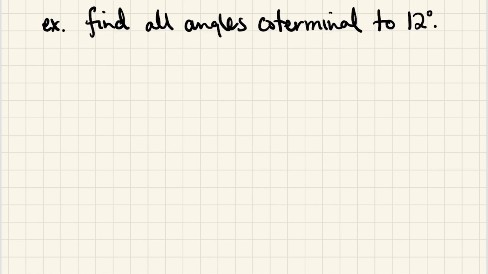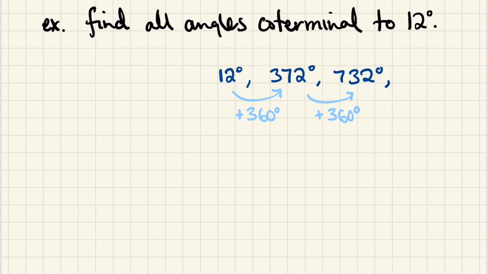All right, so here we just are asked to list all of the angles that are coterminal to 12 degrees. So we could start with 12 degrees, and if we add 360 to that, we'll get something coterminal to it. So 360 plus 12 is 372. And we could add 360 to that, which would give us 732. And we could actually keep going. That process goes on forever. So it's not really possible to list them all.